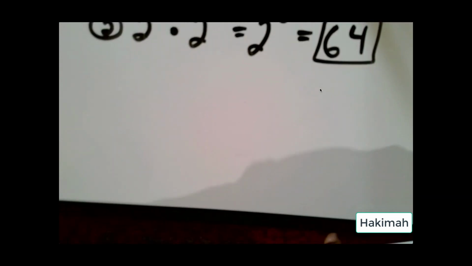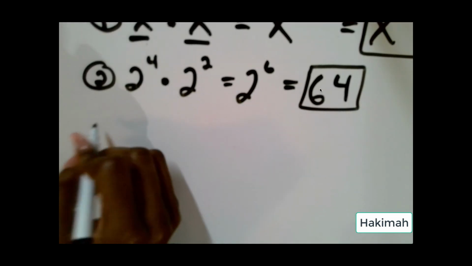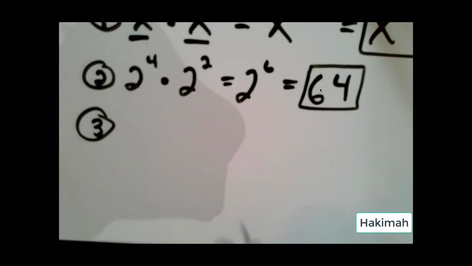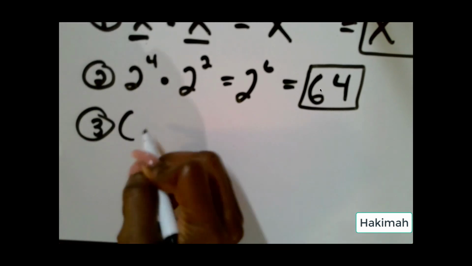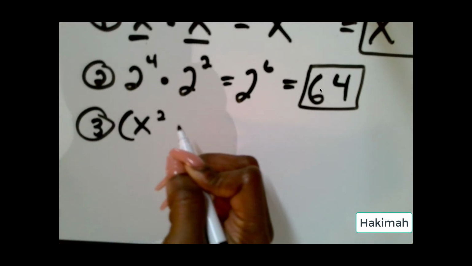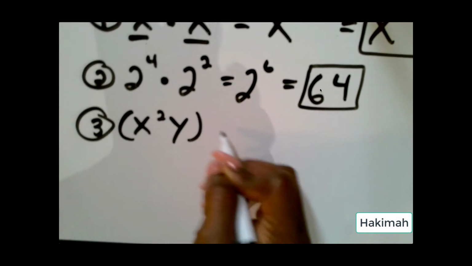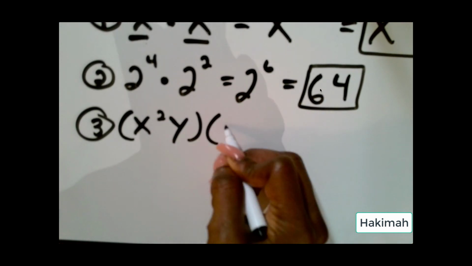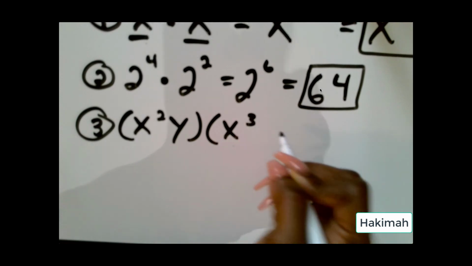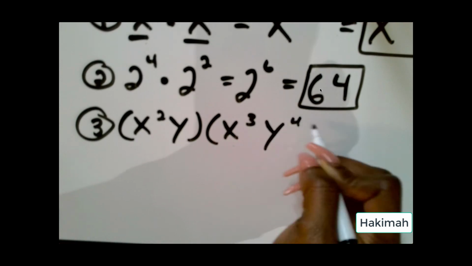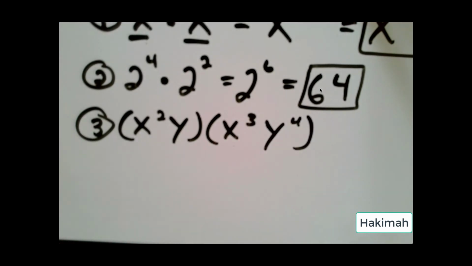Example number 3, let's turn this up a notch. Example number 3, let's say we have the quantity of x squared times y multiplied by the quantity of x cubed times y to the 4th power. I'm going to rearrange this because you guys are maybe beginning to use the product rule. So I'm going to rearrange it for visibility.